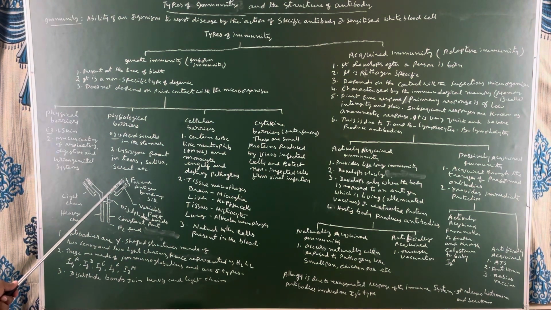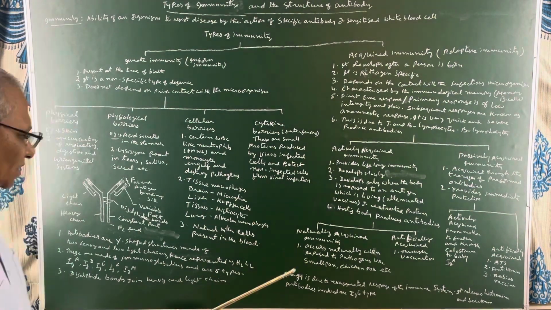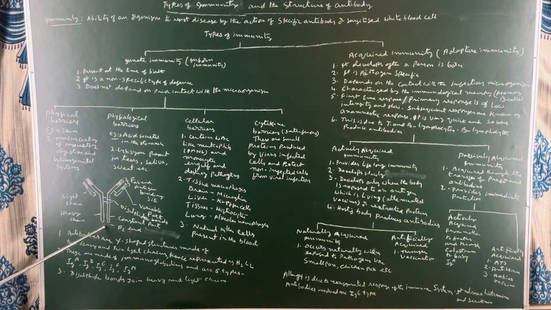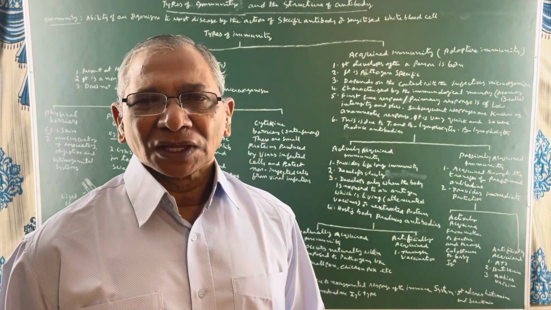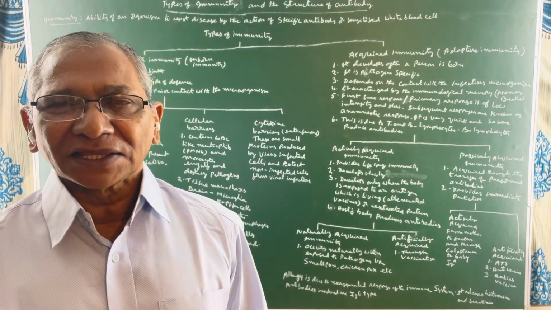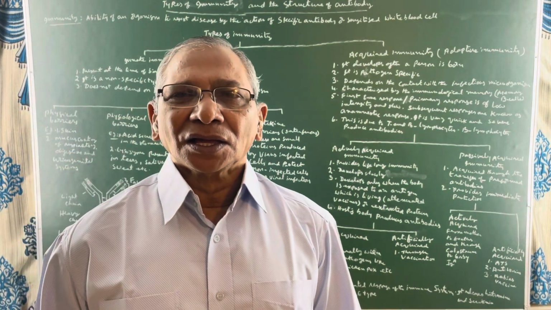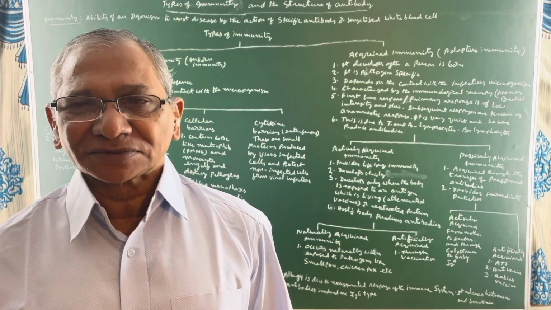Then, the rest of the antibody is similar for all types of antibodies. This end is known as FC end. FC end means fraction crystallizable end. With this end, the antibody is attached to the cell surface. In this way, antibodies have a structure, and the antibodies are present either in the plasma or attached to the cells.